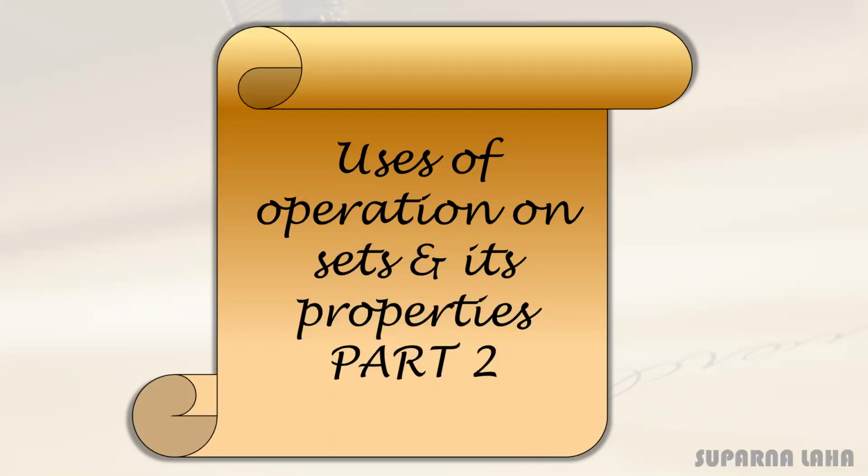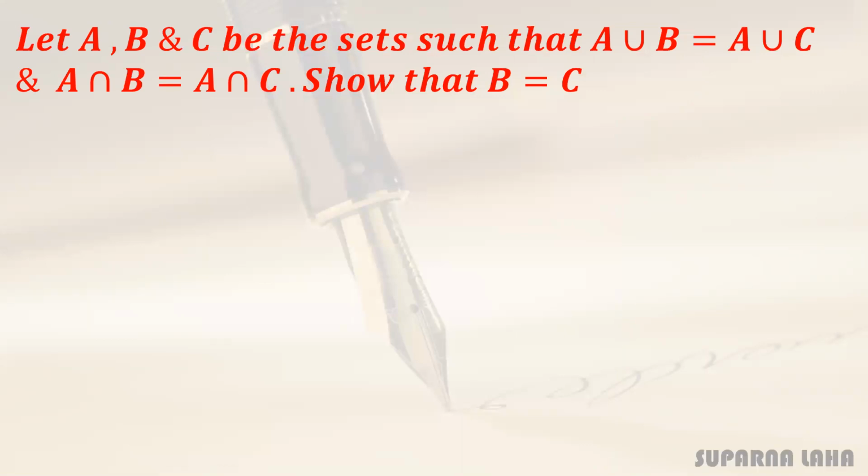So here is the first problem. A, B, C, three sets are given, and given that A union B is equal to A union C, and second, A intersection B is equal to A intersection C, then you need to show that B is equal to C.